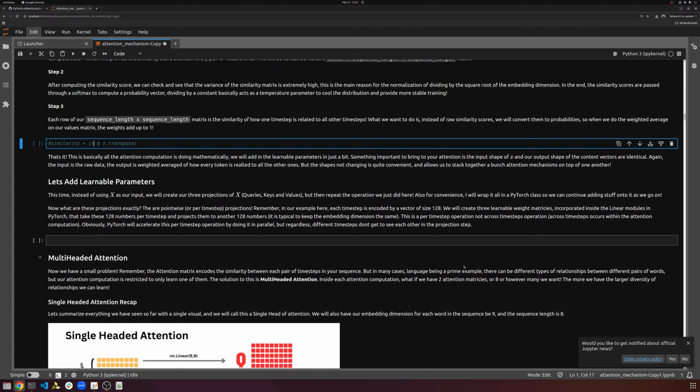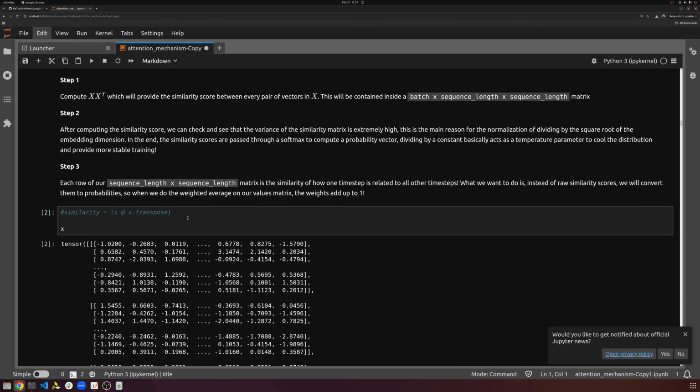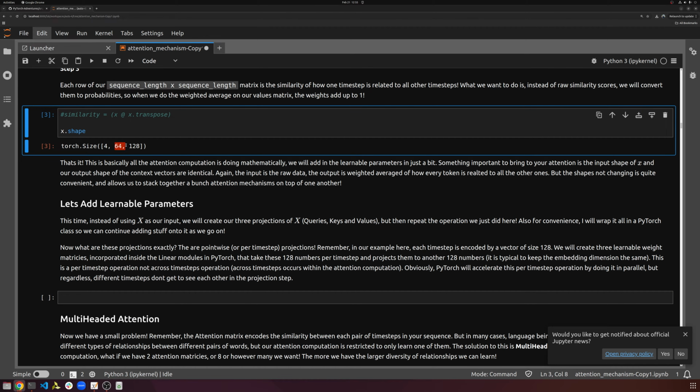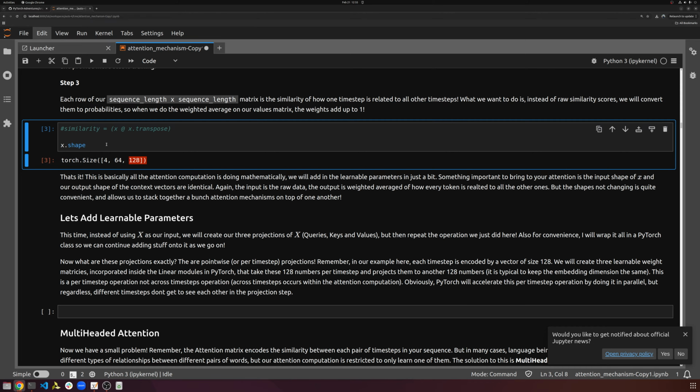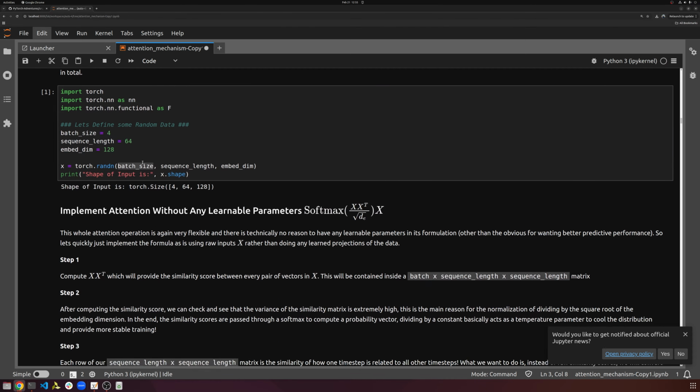We've never actually looked at the transpose function before, so we're going to look at that now. Here's our data X, whatever it may be. If we do dot shape, we have 4 by 64, so batch by sequence length by embedding dim. But I need to do X transpose, so I need a 4 by 128 by 64. So the transpose, remember, will happen on the sequence and embedding dimension.